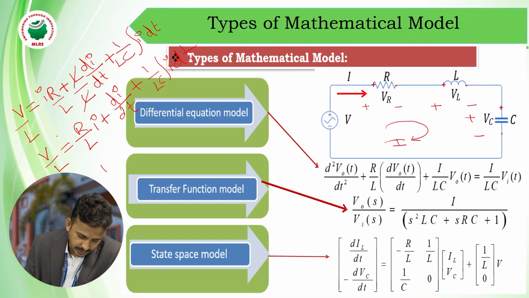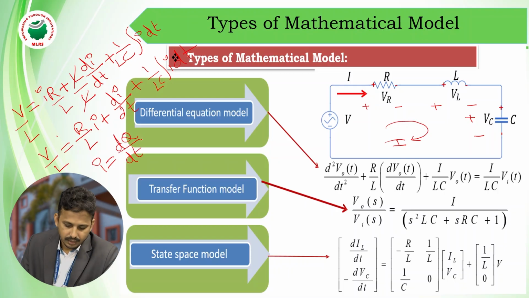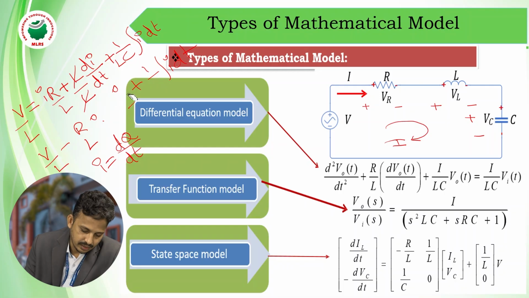And substitute I is equal to dq by dt. Then you will get a second order equation: d square q by dt square plus R by L into dq by dt plus 1 by LC into q is equal to V by L. So this is one of the differential models, a second order differential equation.